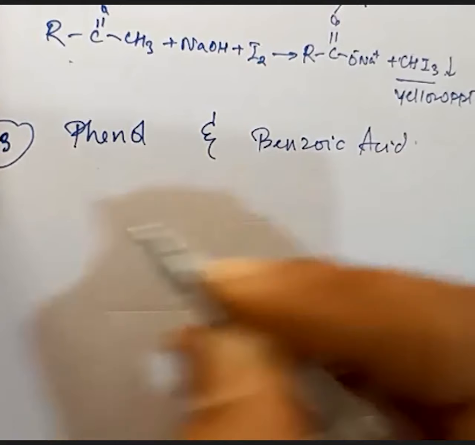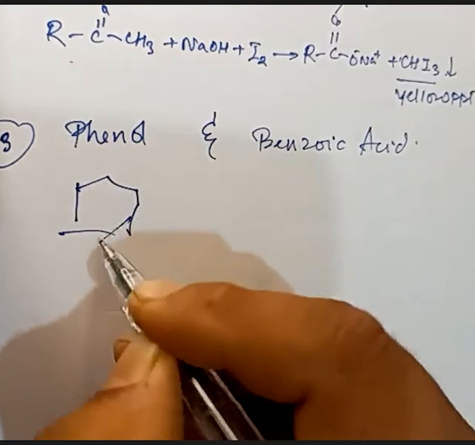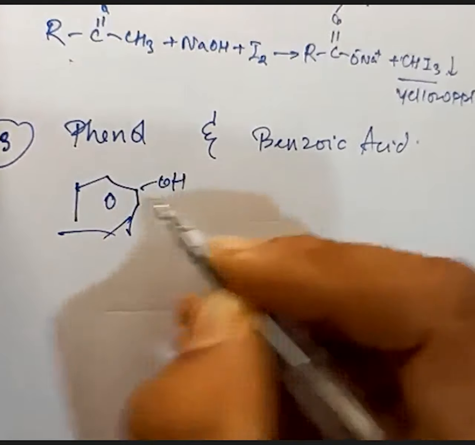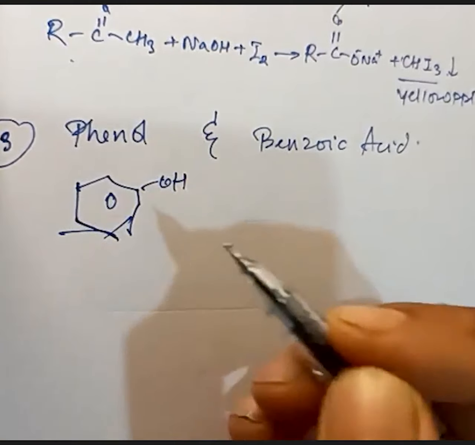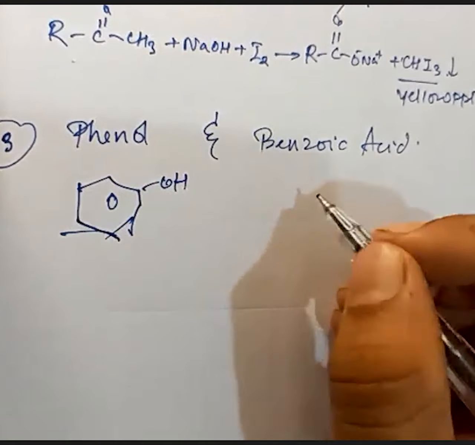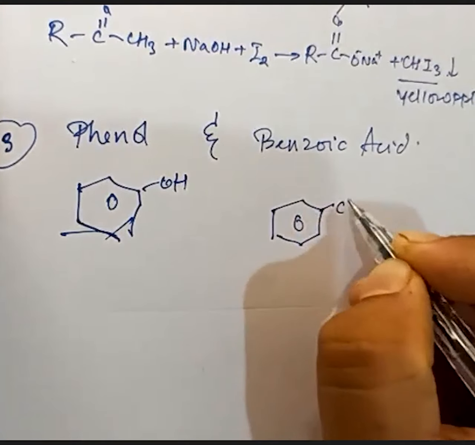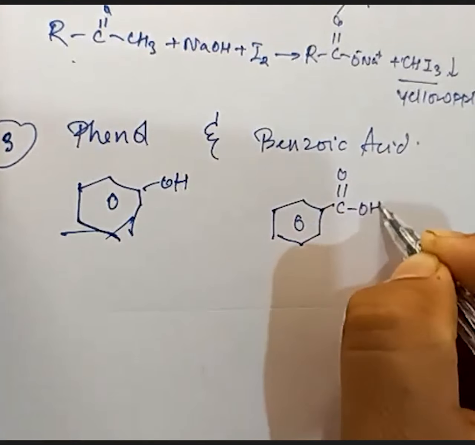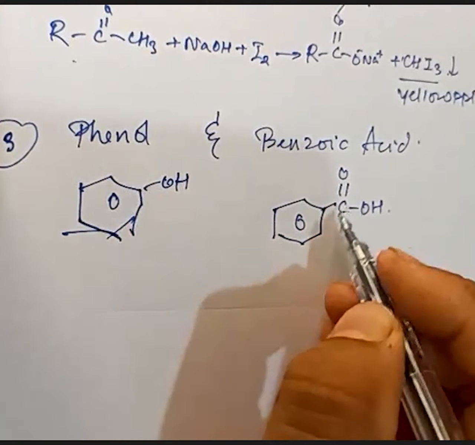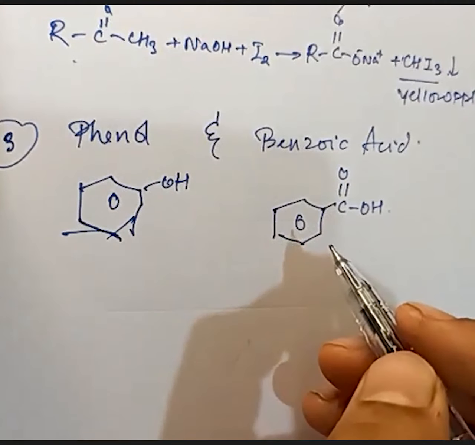Phenol and benzoic acid. This is our phenol OH. This is our benzene, and on top of it an OH. This is our phenol. How will benzoic acid look? C double bond O OH. This is our benzoic acid. Okay, one is phenol, the other is benzoic acid.